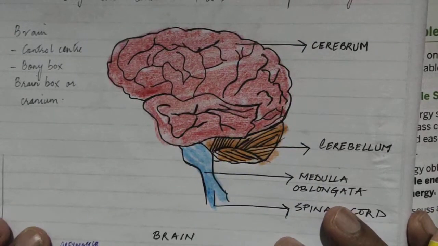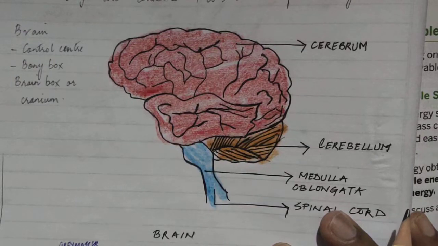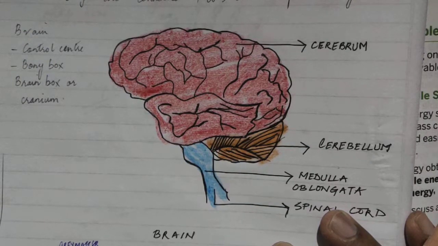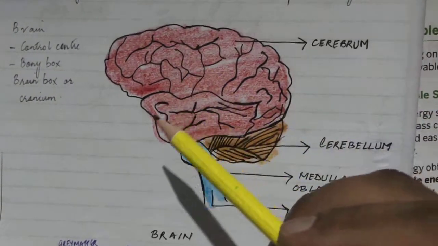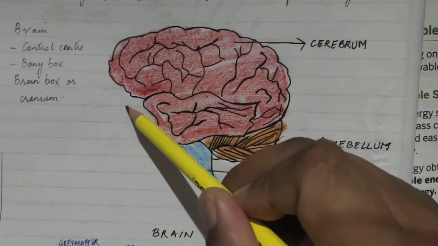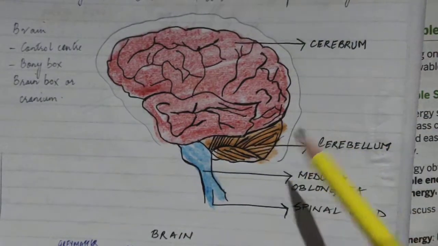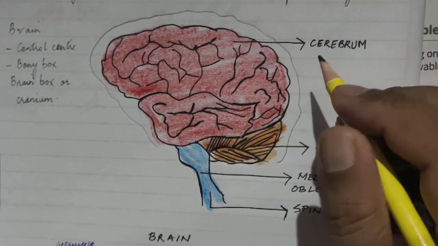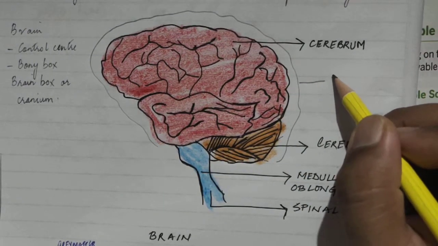Good morning, class. Today we'll be learning about the central nervous system, consisting of the brain and the spinal cord. The location of the brain: it is present in the skull. Now, the cranium. Let us understand this. The outer covering of the brain, which I have marked with the pencil, is known as the cranium. As the hard covering part, it protects the brain.